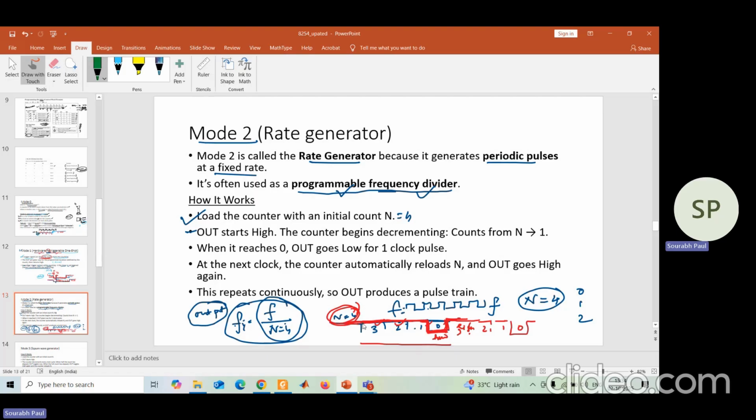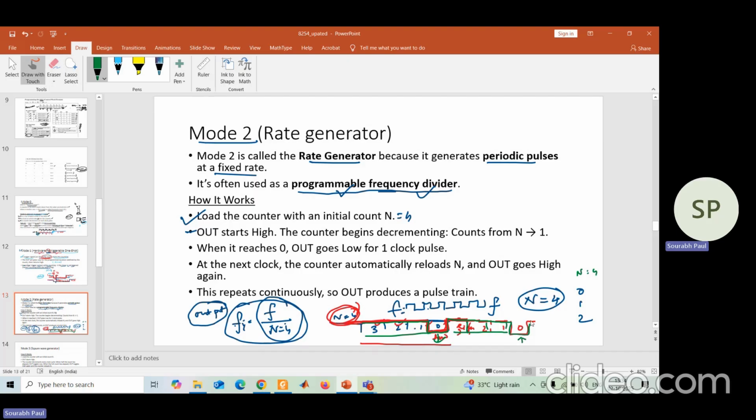Again, I am drawing here. The shape will be this one. Then low, then high, then low. So it remains high for 3 consecutive cycles, and for 1 cycle it remains low. Then again high for 3 consecutive cycles, and low for 1 cycle. So this is the shape for this particular example of n equal to 4.